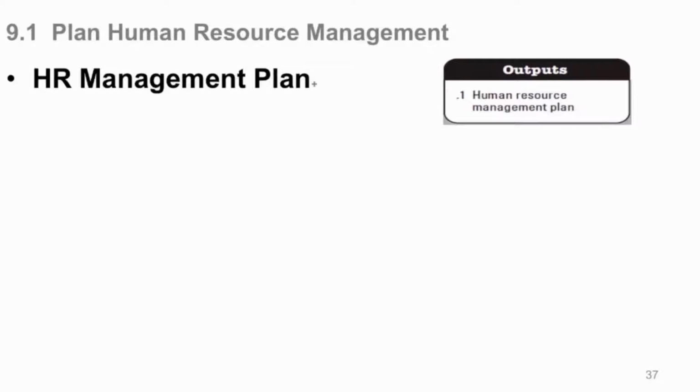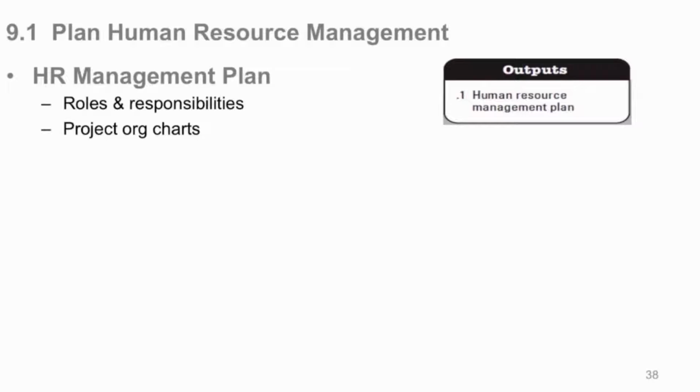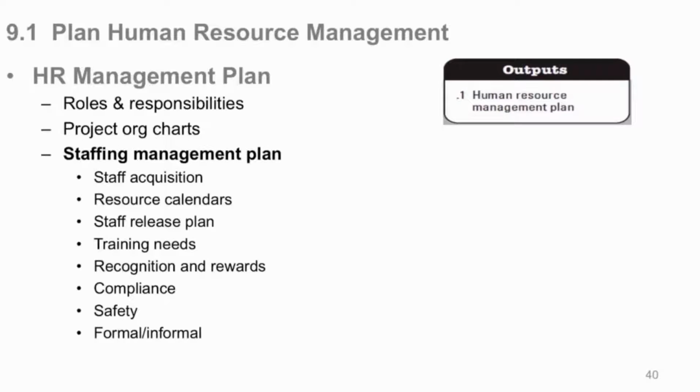So the output, again, the one single output of this process is the actual human resource management plan, how you're going to do all this. Your roles and responsibilities, project charts, all that other stuff is your plan. Now, many of the other management plans, which would be time management, cost management, procurement management, whatever your other knowledge area management plans are, subsidiary plans of your project management plan, come into play too. In particular, you're going to do things like your staffing management plan, a key one for this, which is a project management plan component. Okay, staff acquisition, how you're going to do it, their resource calendars.